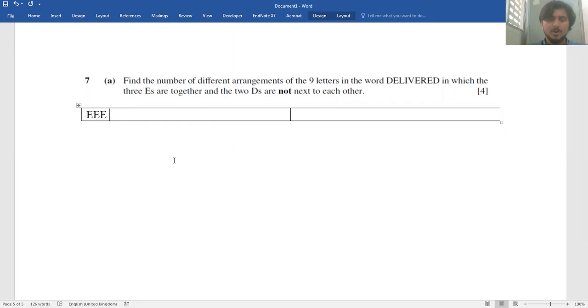So if the three E's are together, what else will I add? L, I, V, R. These are the five elements that we need to move: L, I, V, R are four, and this set of E. So these arrangements will yield 5 factorial. Now, how many spots do I have for the D's, provided I cannot keep them together? This is the first, second, third, fourth, fifth, and then sixth. Out of these 6 spots, I can place D in any 2 spots.